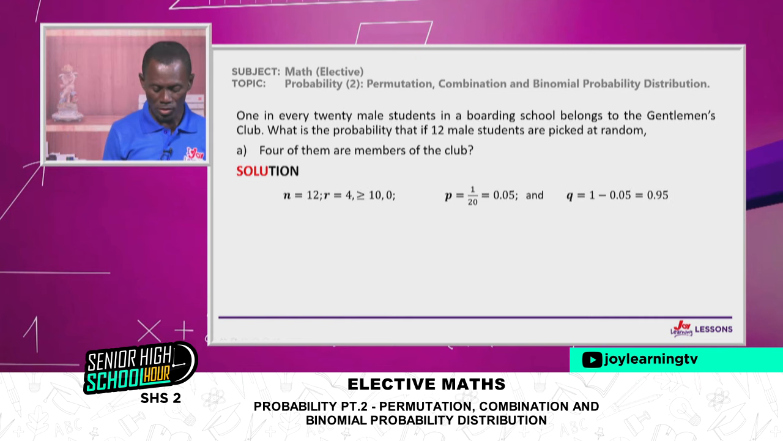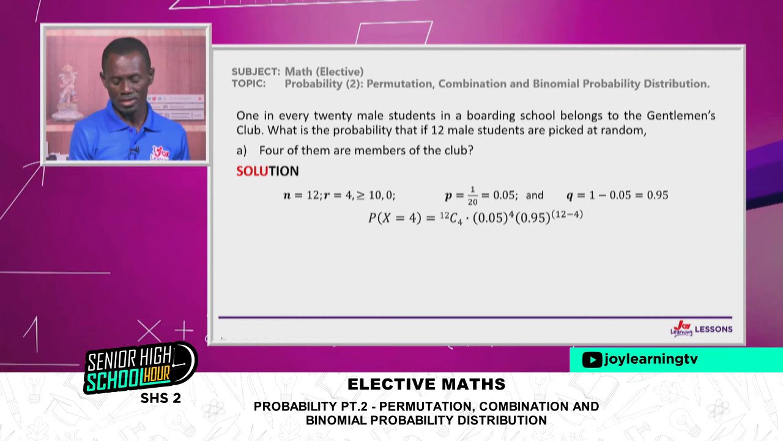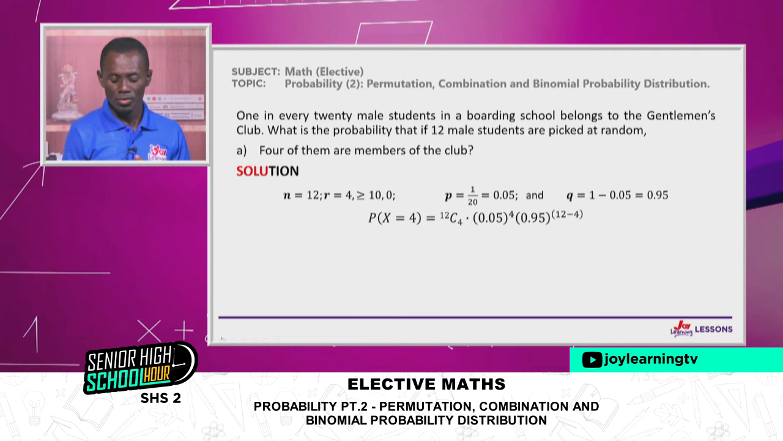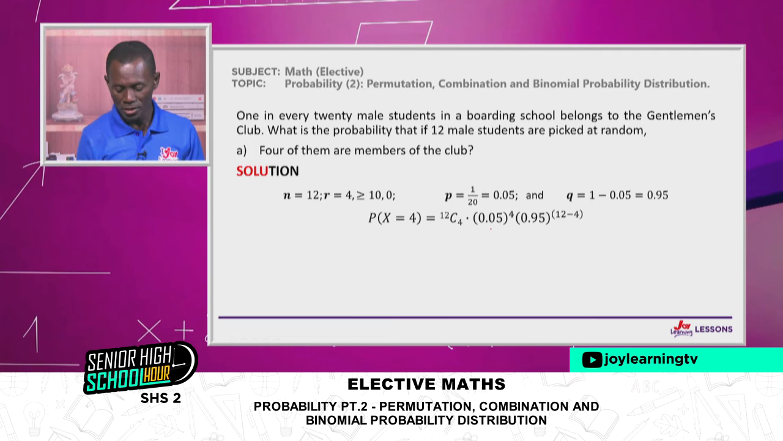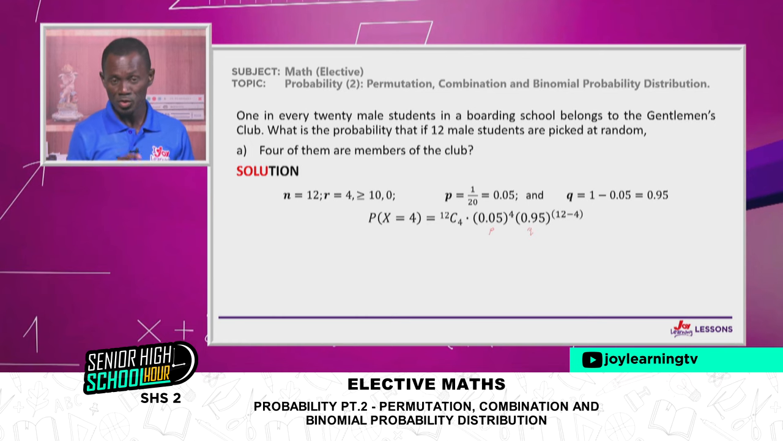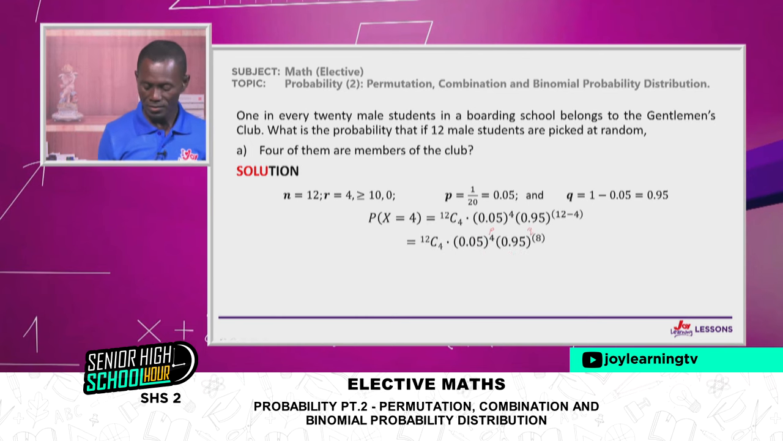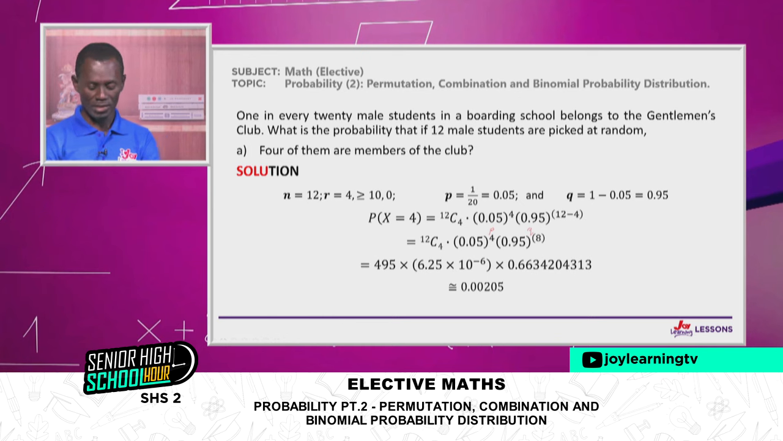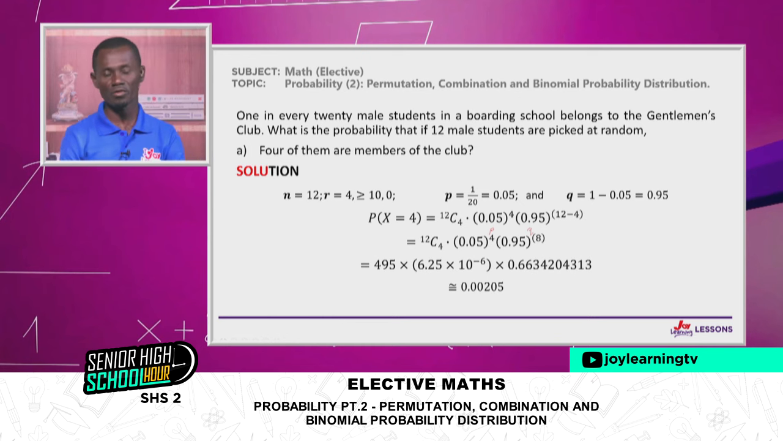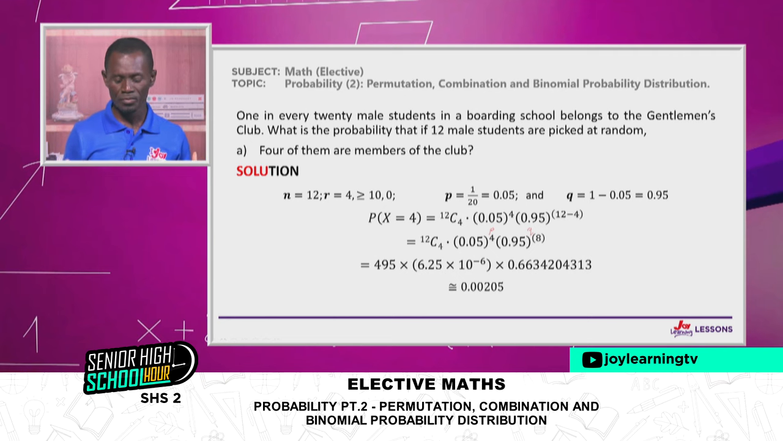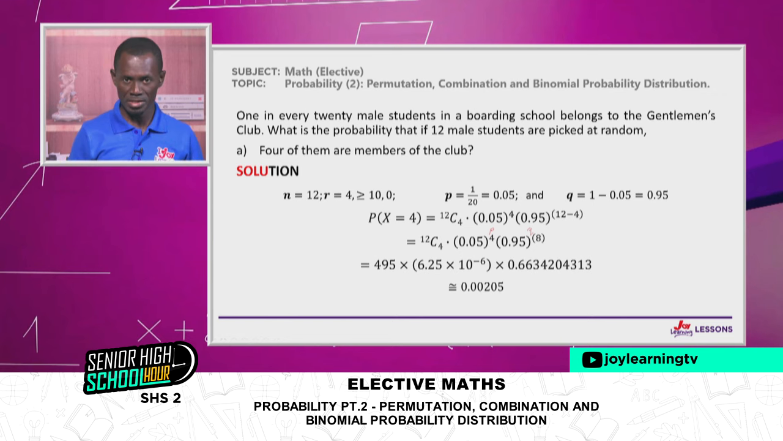So if we were to solve that, the probability that X is equal to 4 would be just replacing the values: 12 combination 4, times P exponent R, which is 4, times Q, 0.95 exponent 12 minus 4. If you use your calculator, your final answer will be approximately 0.00205. So that is the probability that of the 12 male students we pick at random, 4 of them will be in the gentleman's club.